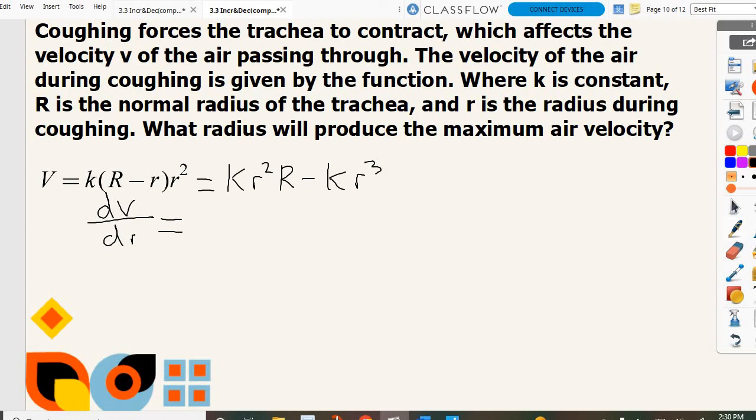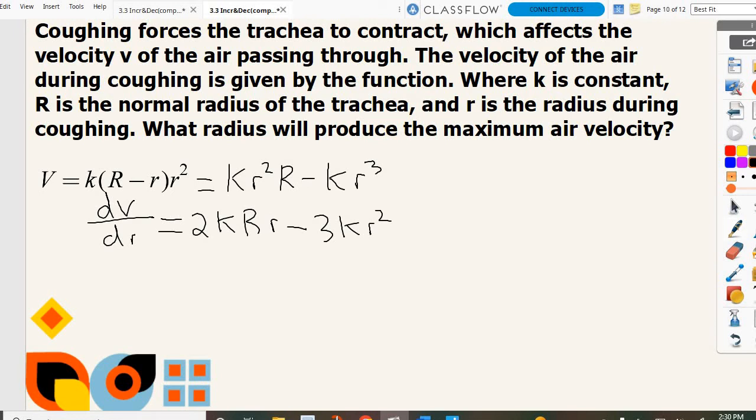So if I take the derivative of r squared, what do I get? 2k big R little r, right? Because it would be 2r to the first. And then what is my second part going to be? 3k r squared. So that's my derivative. Are we all okay with that so far?